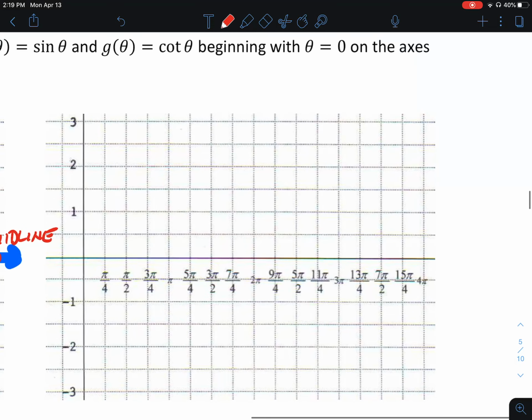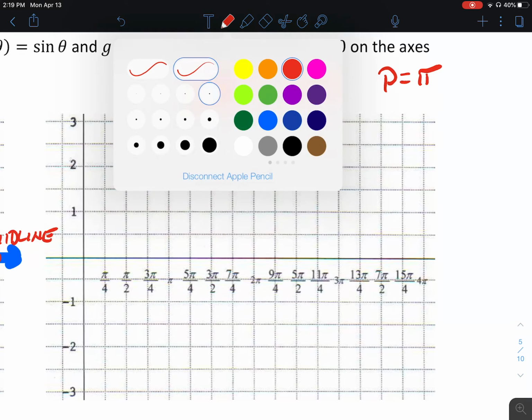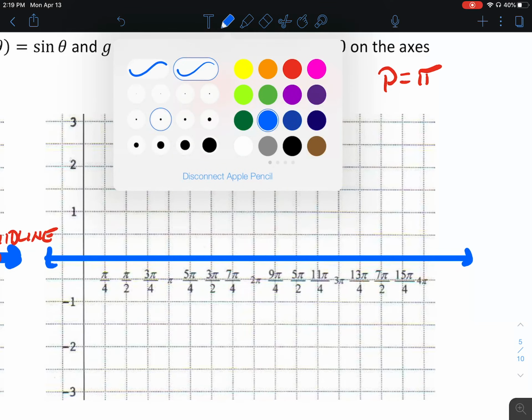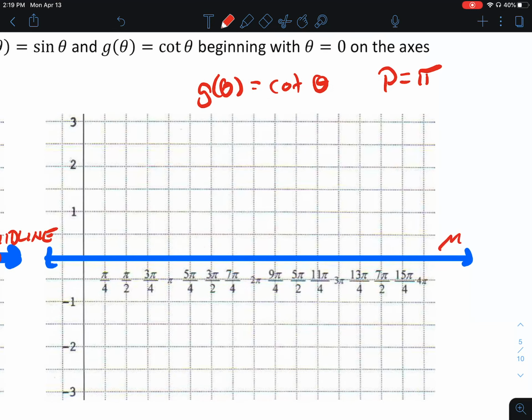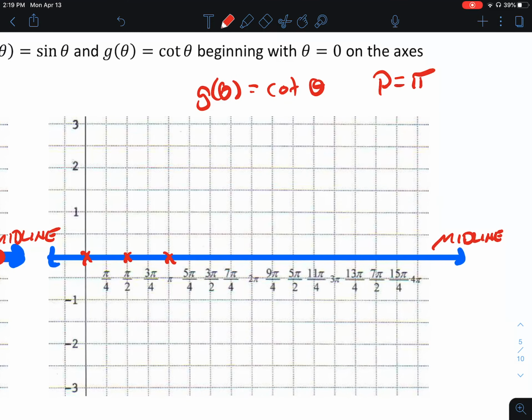The second one we're going to graph, g of theta, which is cotangent of theta. Now what you have to remember about cotangent and tangent, their period is only pi. So I would once again mark the midline. If there's no vertical translations, then the midline is the horizontal axis. And then I would mark on the midline the beginning and end of the period. Remember the period for cotangent's pi. I would also mark the halfway point, the middle, a quarter, and 3/4 of the way through.